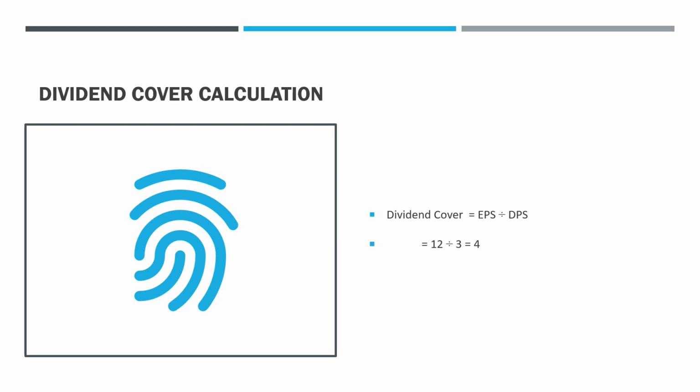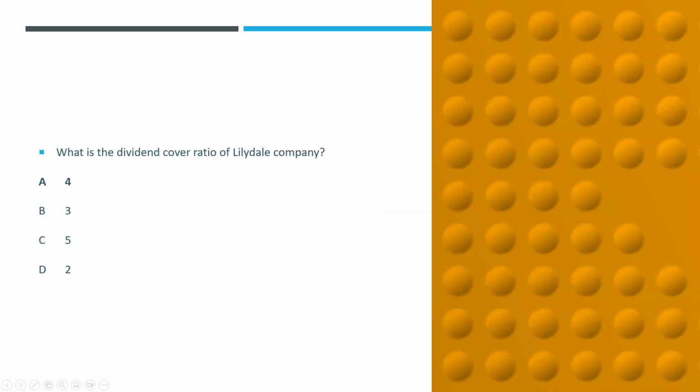As I told you earlier, a dividend cover ratio of 2 is viewed as good, and this indicates that a company has the capacity to pay its dividends twice over. So, with a dividend cover ratio of 4, the position of Lilydale is quite strong. So, based on this discussion, the correct answer is option A, that is 4.